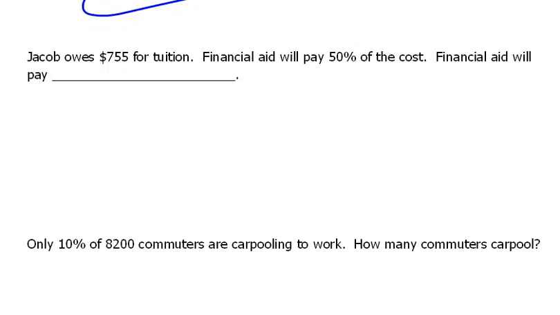Let's try another one. This one says Jacob owes $755 for tuition. Now, financial aid will pay for 50% of that cost. Financial aid will pay blank. Well, again, we talked about 50%. We talked about that as being half. So if his tuition is $755 and financial aid will pay half of that, we need to divide that by 2.